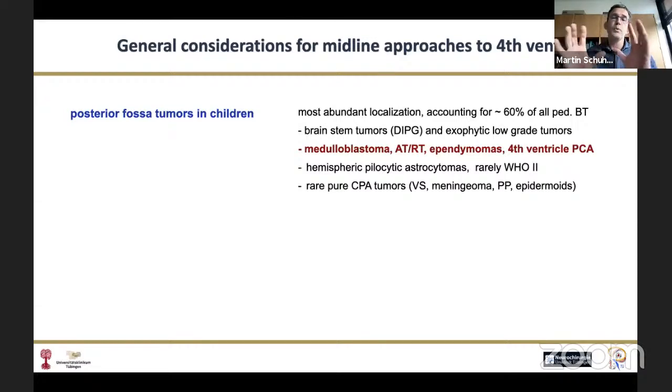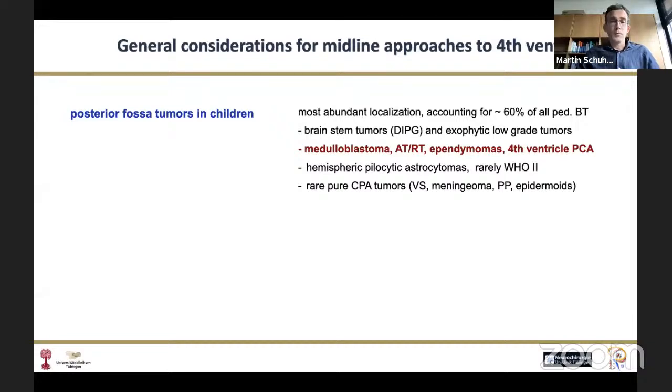So there is a group of truly fourth ventricular pilocytic astrocytomas. Then we have the hemispheric pilocytic astrocytomas, which is the largest group in the pediatric posterior fossa collection. Very rarely we have WHO grade 2 tumors in children. And then we have the more rare, mostly pure cerebellopontine angle tumors in children, like vestibular schwannomas, meningiomas, mostly in NF2 cases, the plexus papillomas, sometimes epidermoids in children.